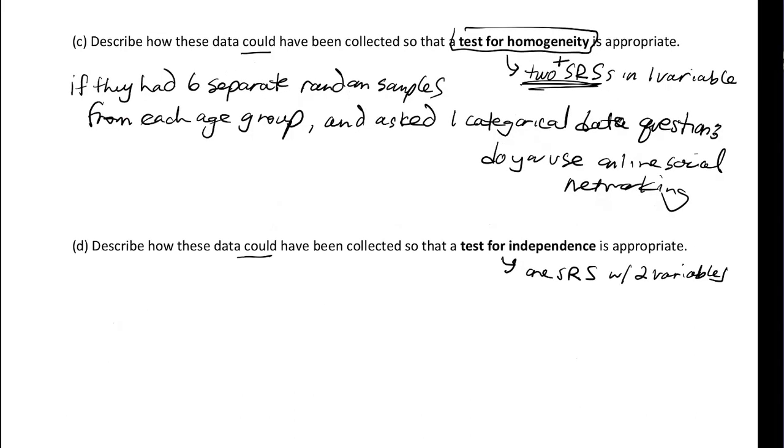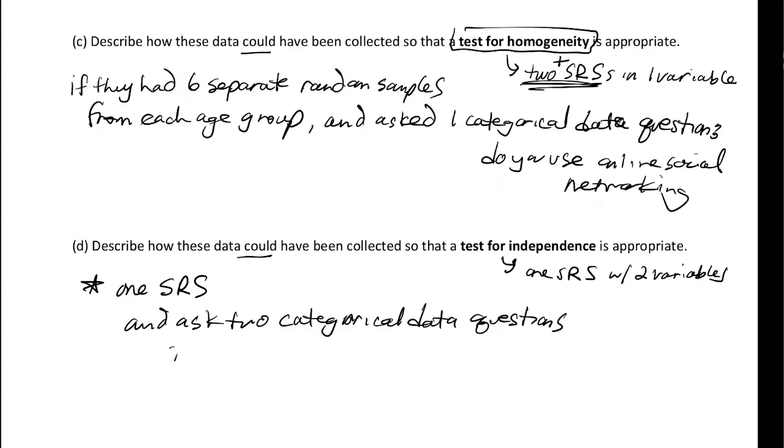And then lastly, how could these data have been collected so that a test for independence is appropriate? This is probably what they did. I can imagine they take one simple random sample and ask 2 categorical data questions. They ask their age and they ask their social usage. Again, that's probably what they did. They're probably going to take one random sample and then ask someone's age and ask, do you use social networking?